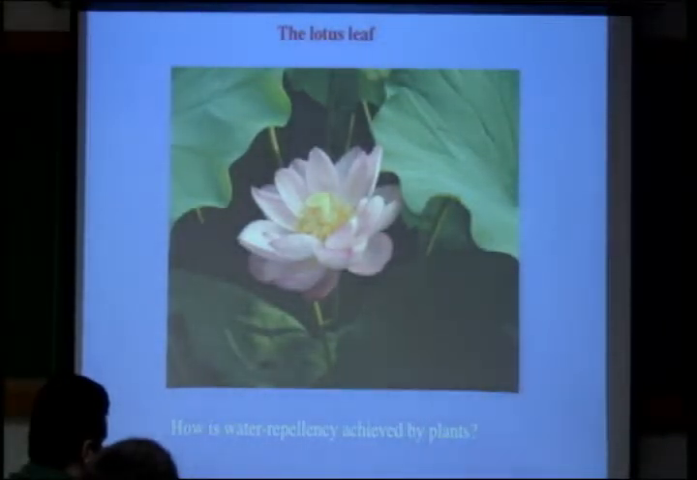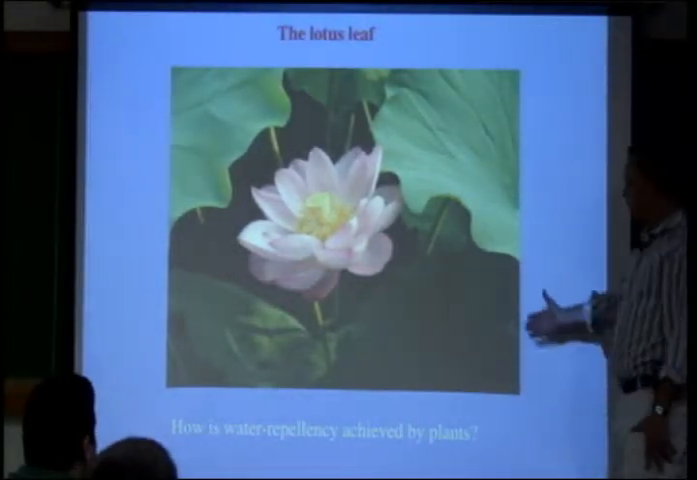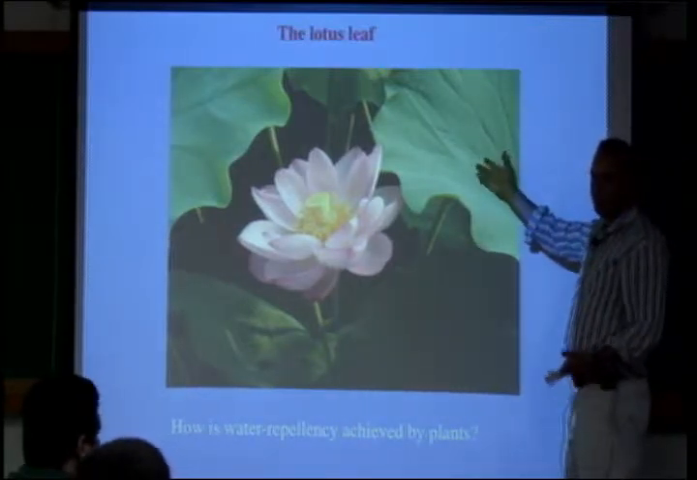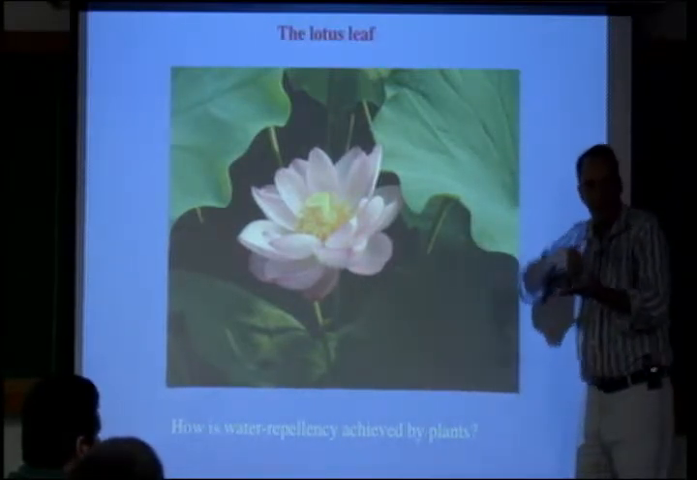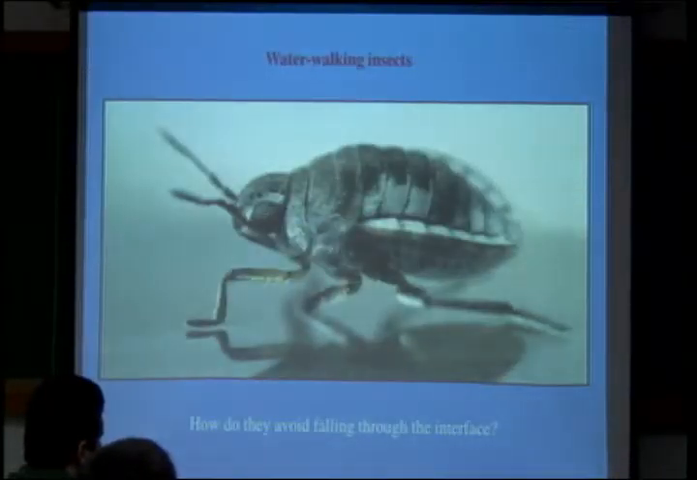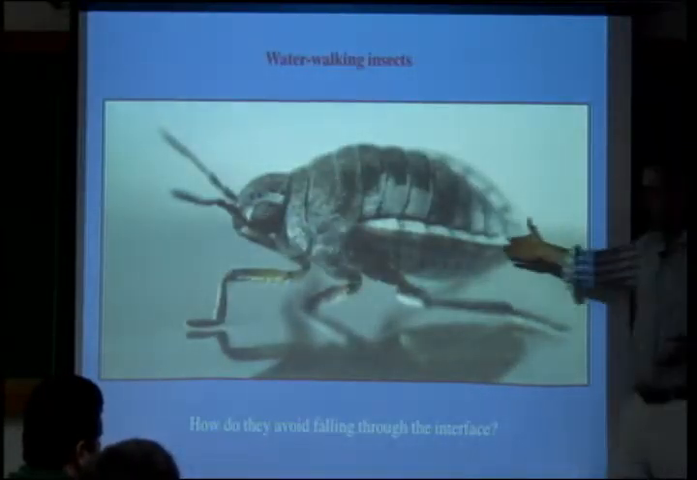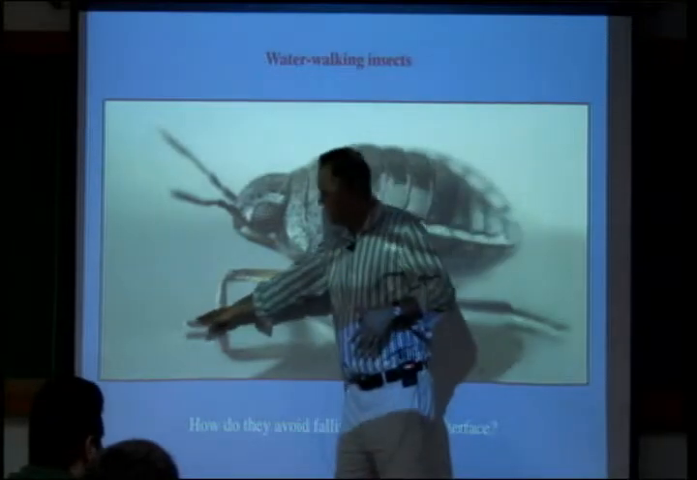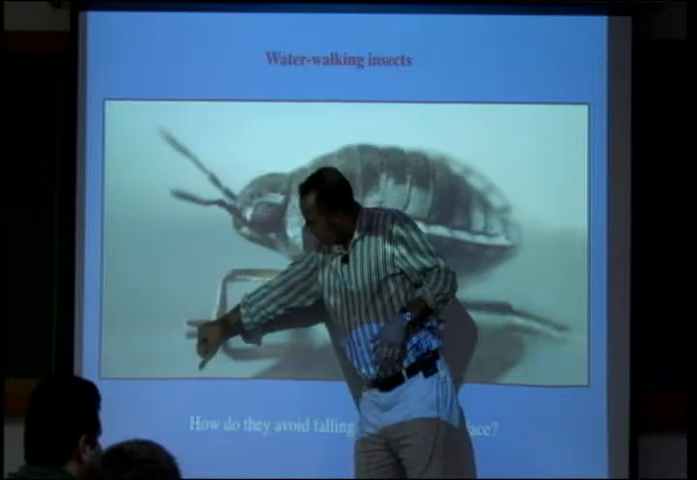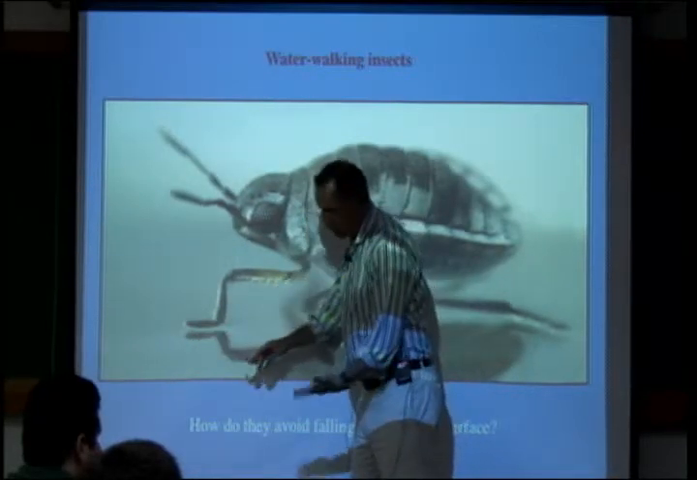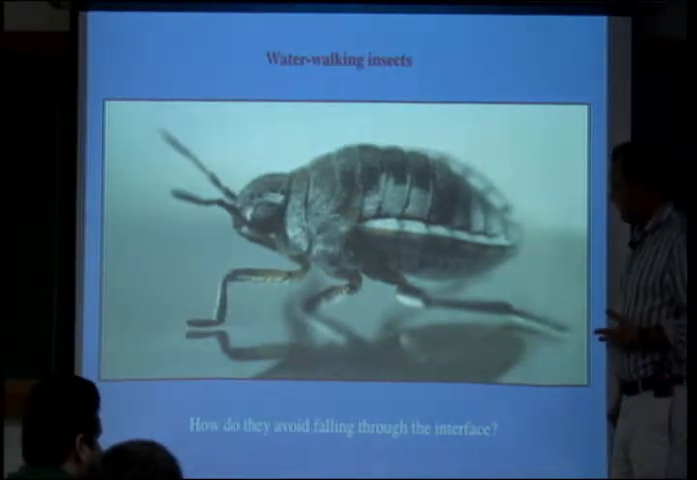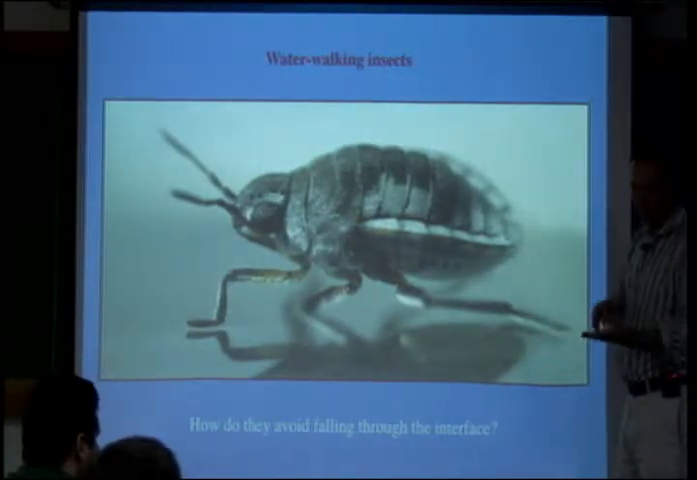Okay, and so how is water repellency achieved by plants? If any of you have ever seen a raindrop on a lotus leaf, it rolls around with great ease. And this is the sort of guiding light in the development. Similarly, if you look closely at these water-walking bugs, you see that there's a thin layer of air, and the water never actually penetrates the surface coating of the structure. And this is exactly why they don't fall through the interface.